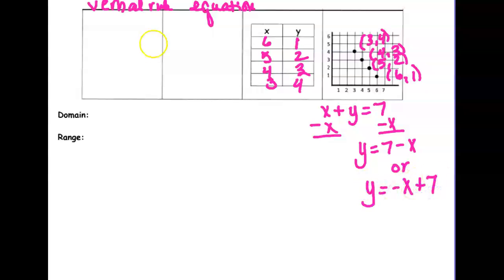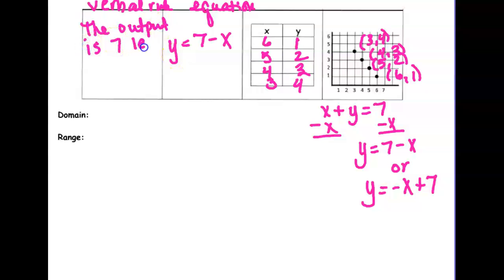I'm going to just leave it as y is equal to 7 minus x, because then I can write my verbal rule, which would say y is the output. The output is 7 less the input. Now notice I didn't say less than, because it's 7 less, meaning start with 7 and then you subtract.